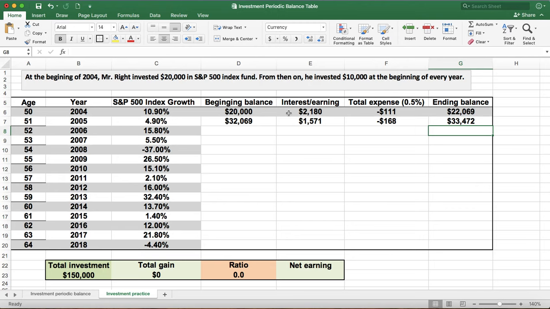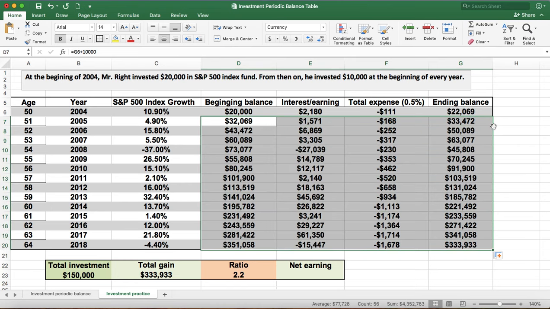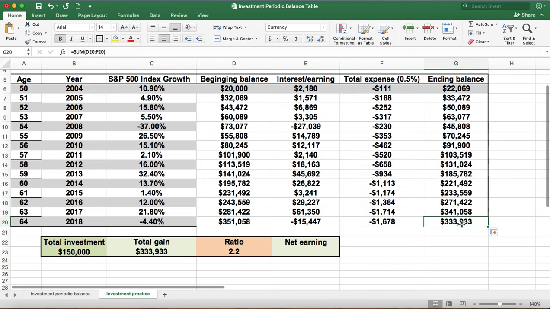Okay, after the calculation of the second year, we find the pattern, and we don't need to go on and on. Let's check, this is the pattern. We just choose the second row and then double click. Oh, we got the ending balance so far. That is, this amount of money is in Mr. Wright's investment account.